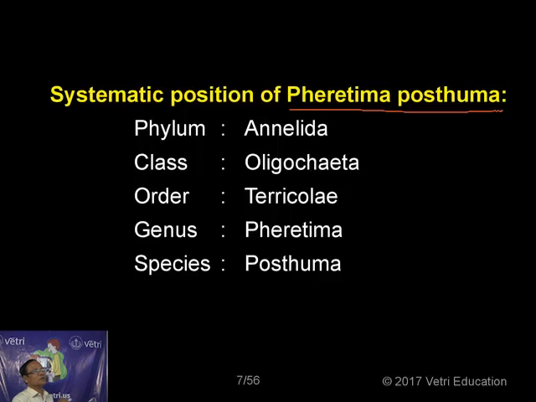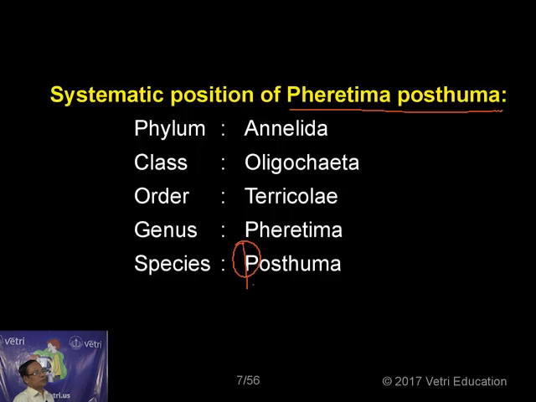It belongs to the phylum Annelida, class Oligochaeta, because it has the setae scattered all over the body, not found in bundles. That's why it's called Oligochaeta. Then Terricolae, that is the order, genus Pheretima, and then species posthuma. We have to write the species name in small letters. Maybe here it's a mistake. Species posthuma. So Pheretima posthuma, use small letters here.